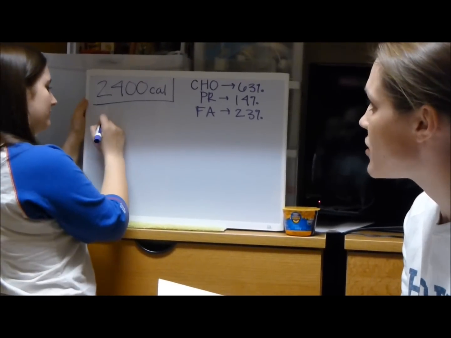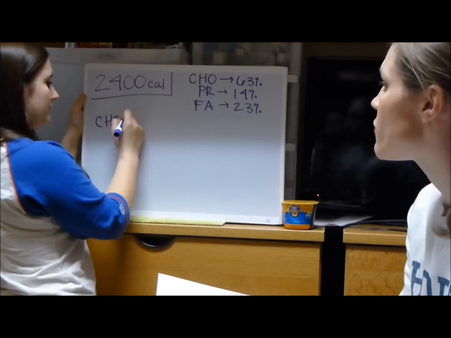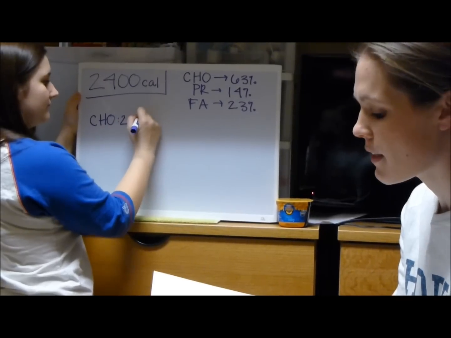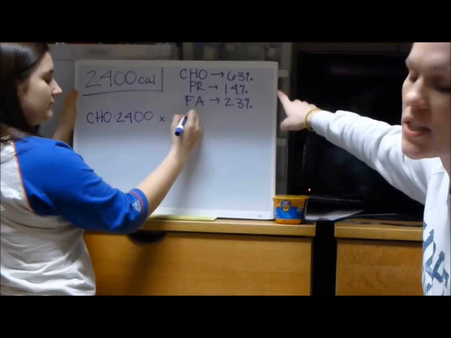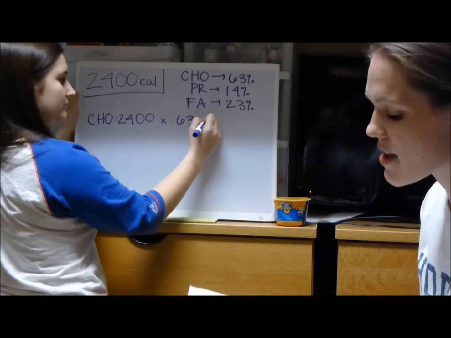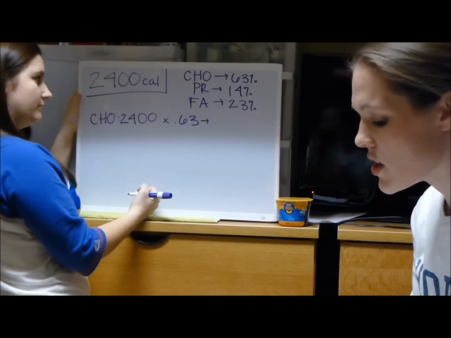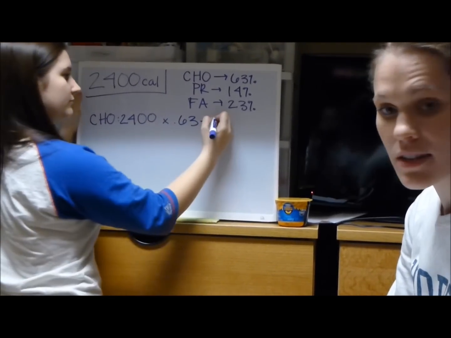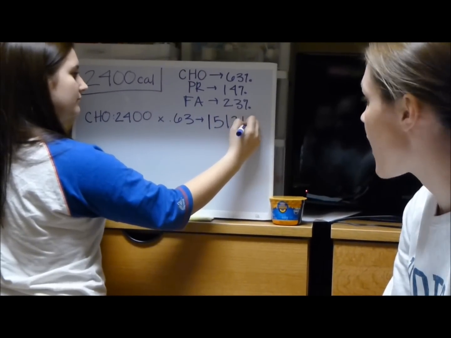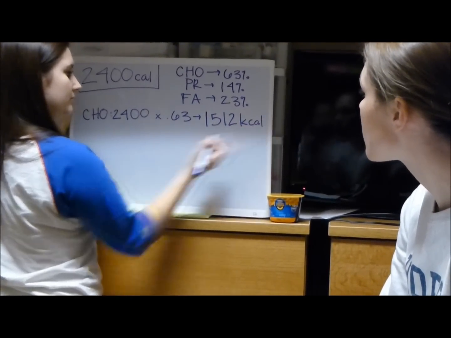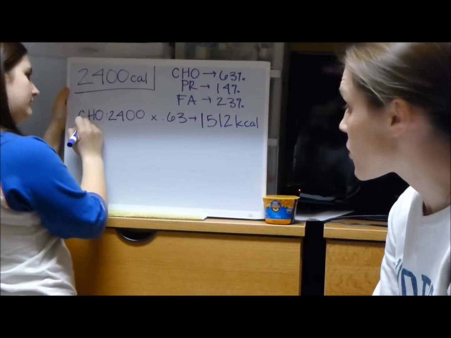So we take how many calories she can have per day, 2,400 calories, times 0.63 because she can have 63% of her diet from carbohydrates. So this came out to be 1,512 kilocalories. Now we're going to go on to protein.